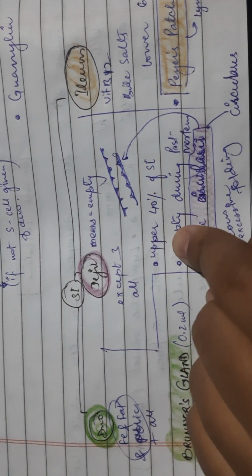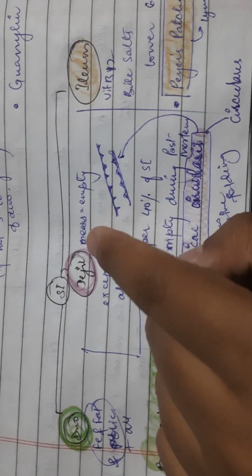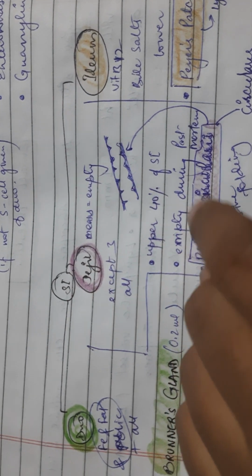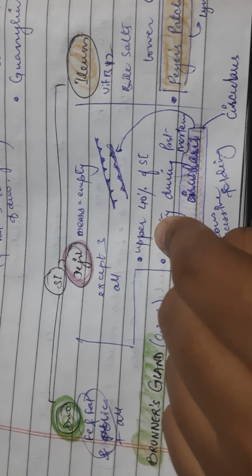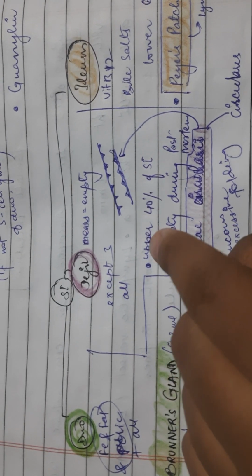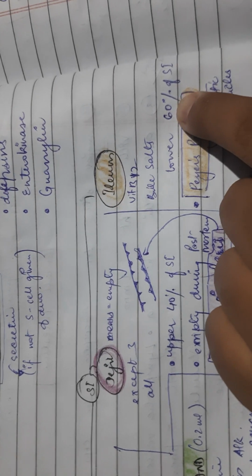Jejunum means empty; the name is given because it is empty during post-mortem. It is the only part of the GIT which is empty. The upper 40% of the small intestine is jejunum and the lower 60% is ileum.